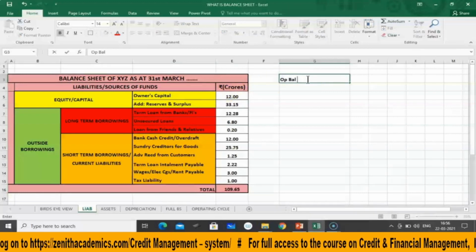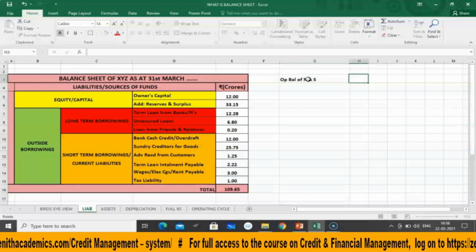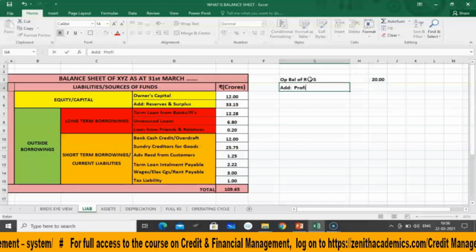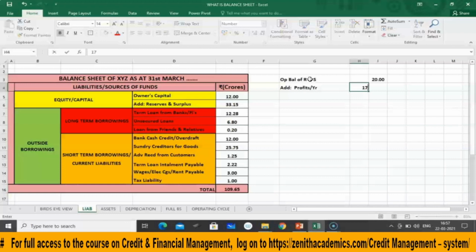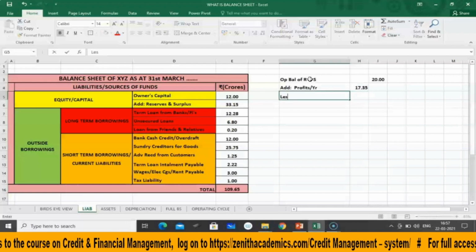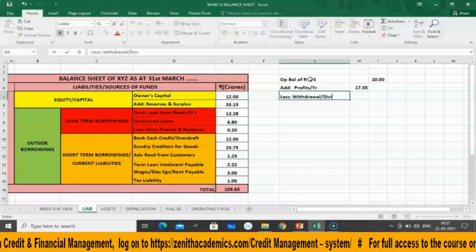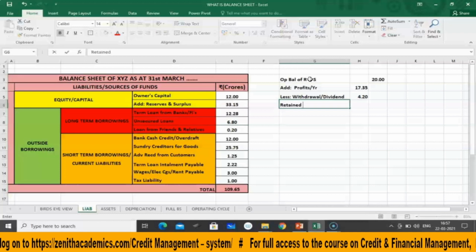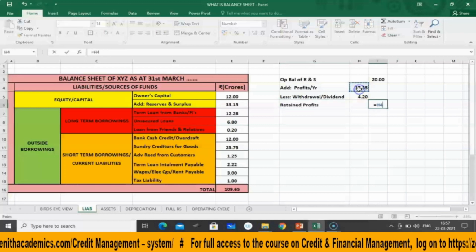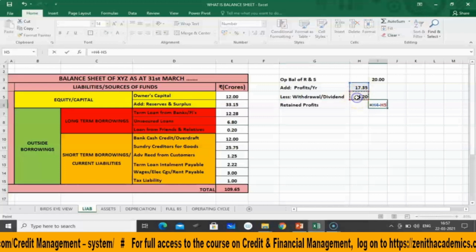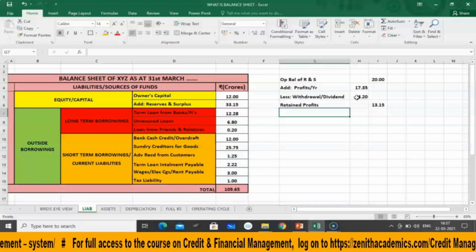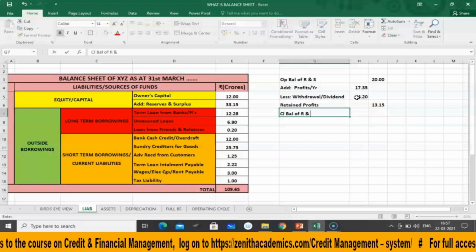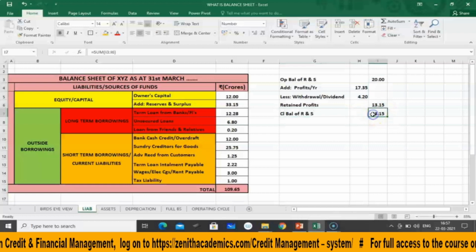Suppose the opening balance of reserves and surplus is 20 crores. Added to this is the profits for the year, that is 17.35 crores, less withdrawal or the dividend of 4.20 crores. Therefore, retained profits is 17.35 minus 4.20, which is 13.15 crores, and the closing balance of reserves and surplus is 33.15 crores.